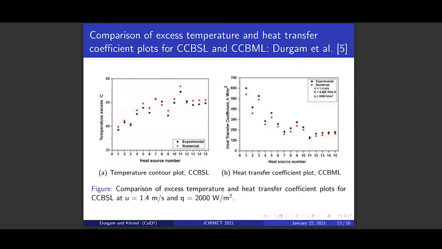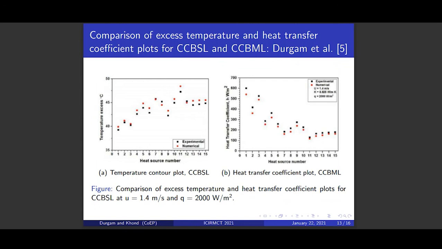Comparison of excess temperature and heat transfer coefficient plots for single and multi-layer copper clad boards are shown in this slide. Plot A shows the comparison of experimental and numerical values of excess temperature on each heat source. It is found that the maximum value of excess temperature occurs at heat source number 11 in the top row, and the minimum value occurs at heat source number 1 in the top row.